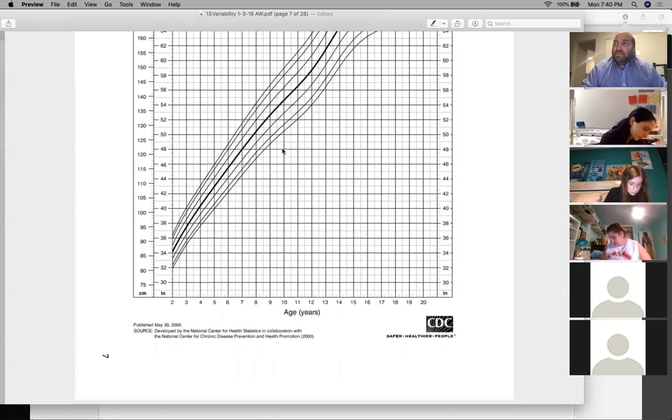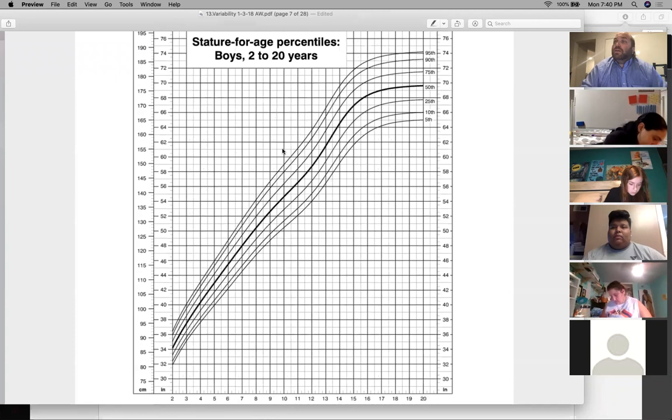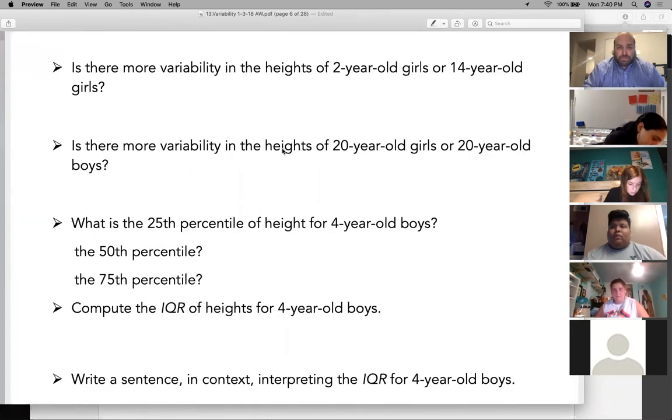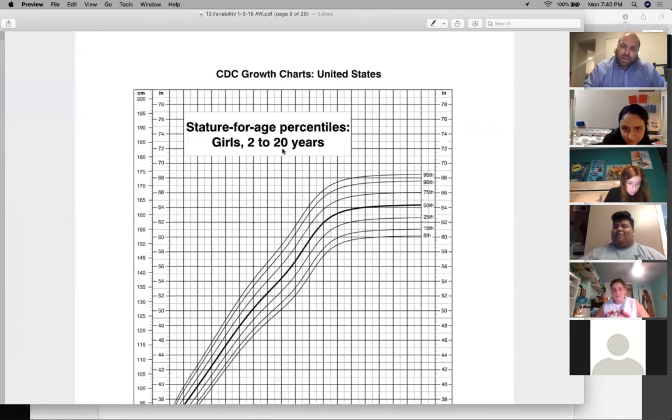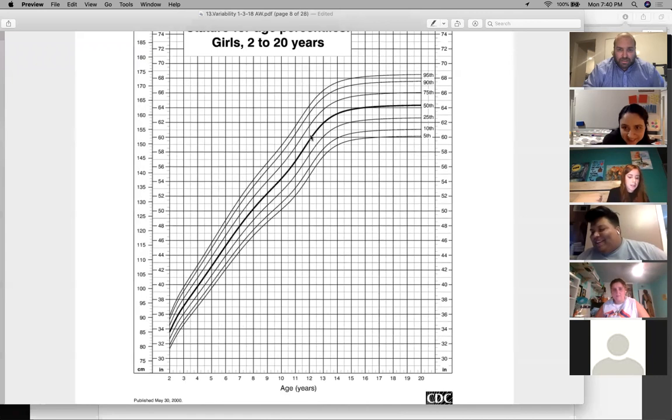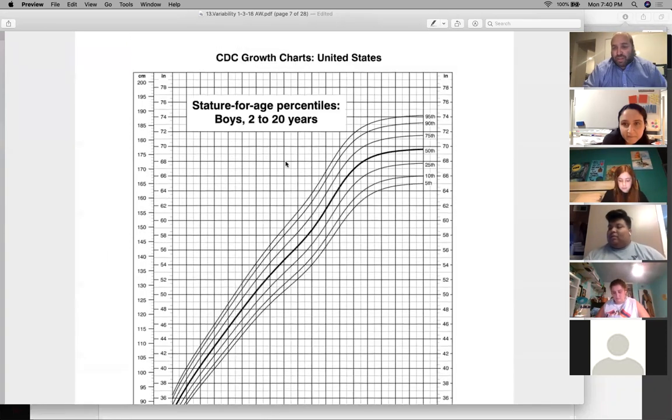Can we just say 62? No, it's not 62. It's still like 61.5, because 62 is certainly over the 75th percentile. It's right there, which looks closer to 61.5 than 62. Try to be as accurate as you can.